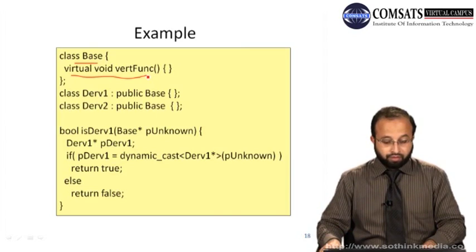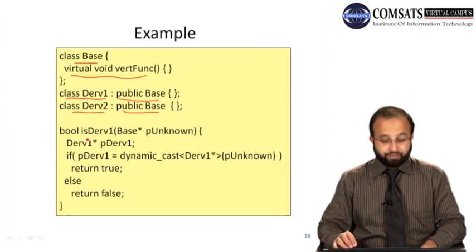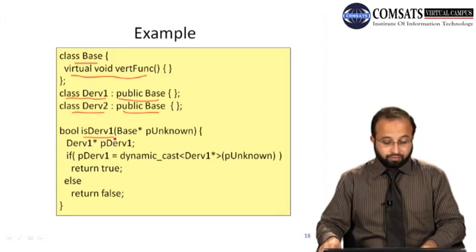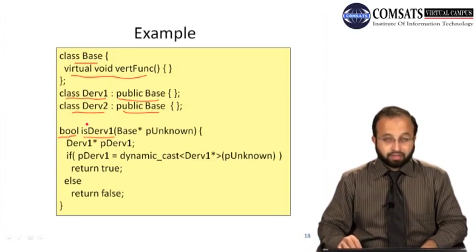And we have a drive 1 class and a drive 2 class that are inherited publicly from the base class. Then we have a function is derv1, where we are checking whether the object whose address we are passing to that function is a drive 1 object or not, right? The return type of this function is bool, and that function is not a member function of any class. ठीक है, वो एक function है, member function नहीं है.